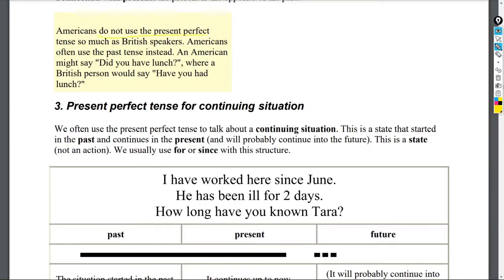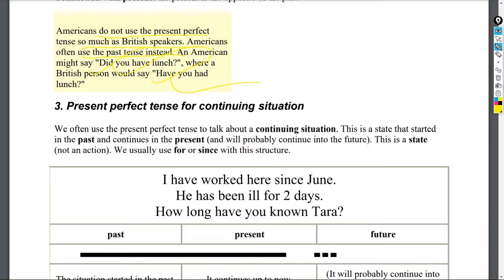Americans do not use the present perfect tense so much as British speakers. Americans often use the past tense instead. An American might say, "Did you have lunch?" where a British person would say, "Have you had your lunch?" So this is the basic difference, and quite interesting too. I suppose you understood it.